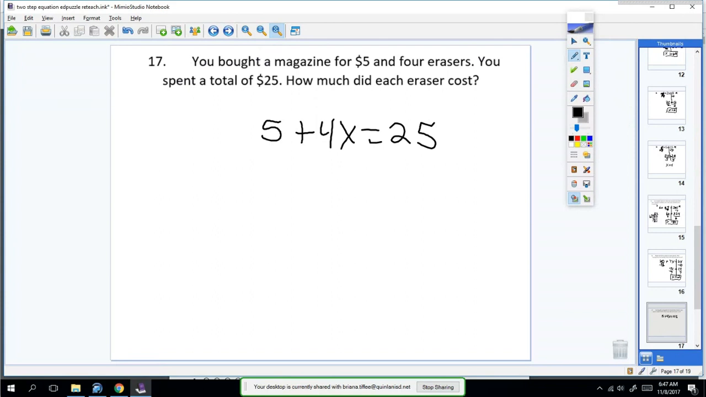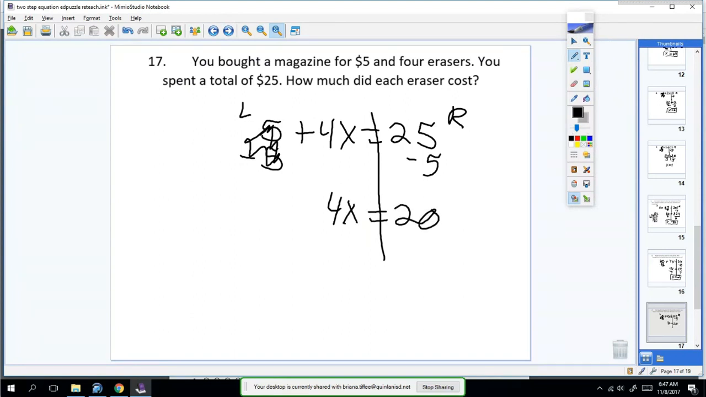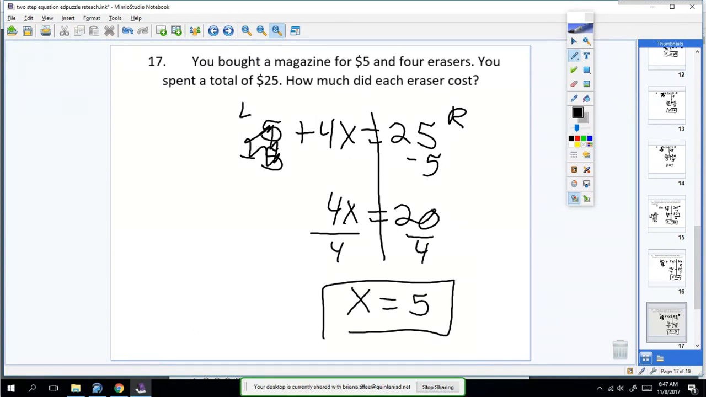So again, now you're going to solve it. So you're going to draw your line. You got a left side, and then you got a right side. You're going to subtract 5 from both sides. This is 4x is equal to 20. So then you're going to divide by 4 on both sides. And then x is equal to 5. So each eraser costs $5. Wow, that's expensive.